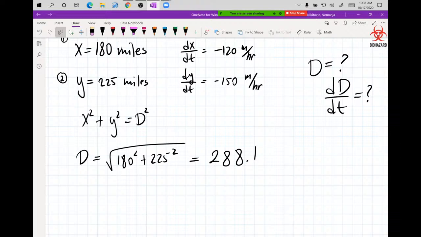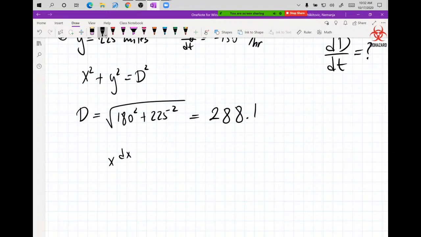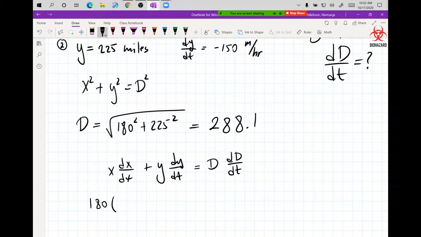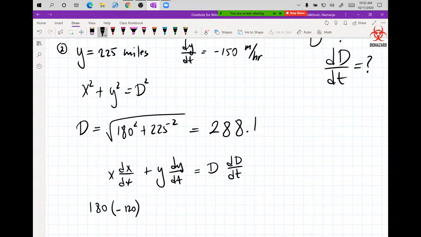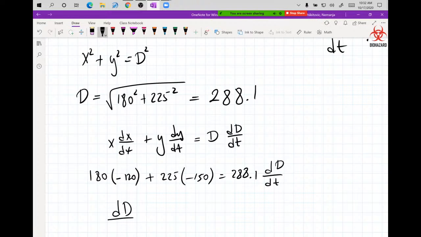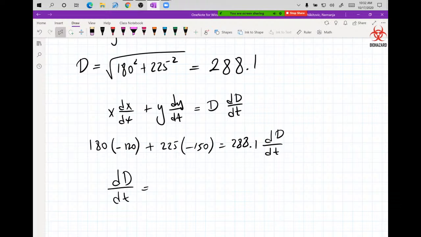So now, I have that, and I am ready. x dx/dt plus y dy/dt equals d dD/dt. 180 times negative 120 plus 225 times negative 150 equals 288.1 dD/dt. And there it is. dD/dt is equal to what? Well, approximately negative 192 miles per hour, mph.